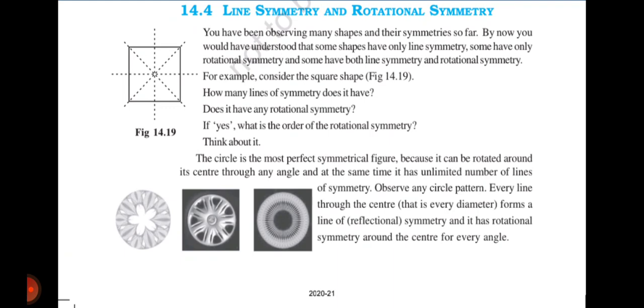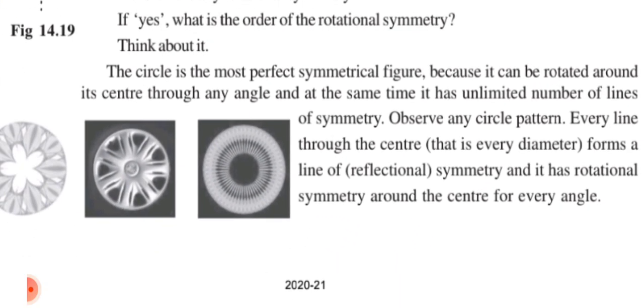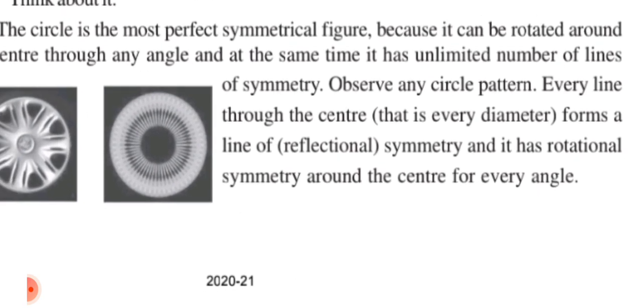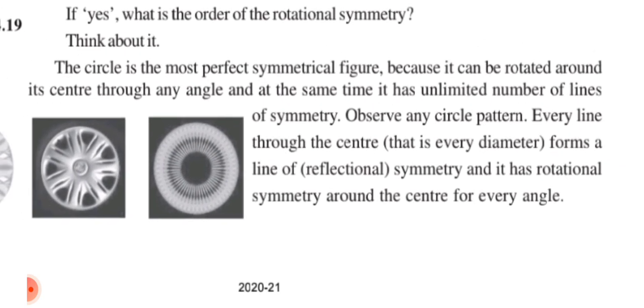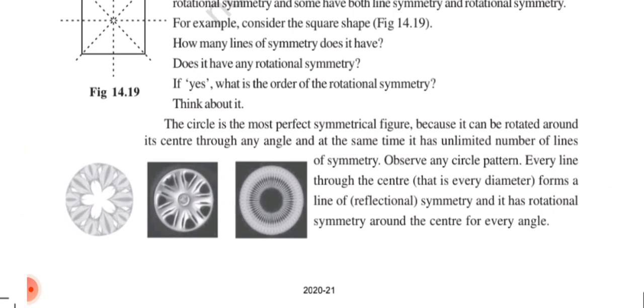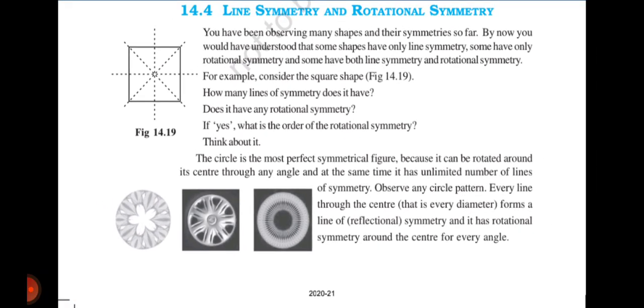Think about it. The circle is the most perfect symmetrical figure because it can be rotated around its center through any angle. It has an unlimited number of lines of symmetry. Observe any circle pattern. Every line through the center forms a line of symmetry and it has rotational symmetry about the center for every angle.